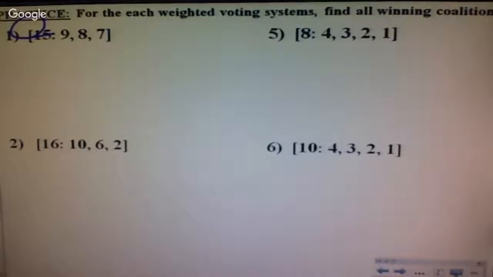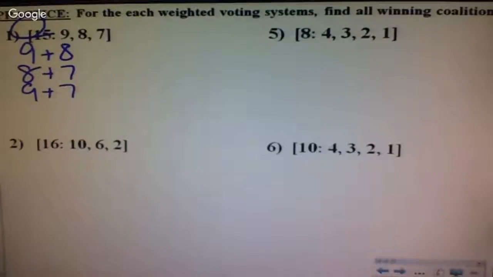I need 15. Okay, my goal is 15. I've got player 1 with a weight of 9, player 2 with 8, and player 3 with 7. Can anybody reach 15 by themselves with their points? No. Okay, so let's talk groups of 2. Who can I put together that will give me 15 or more? 9 plus 8. 8 and 7. And 9 and 7.